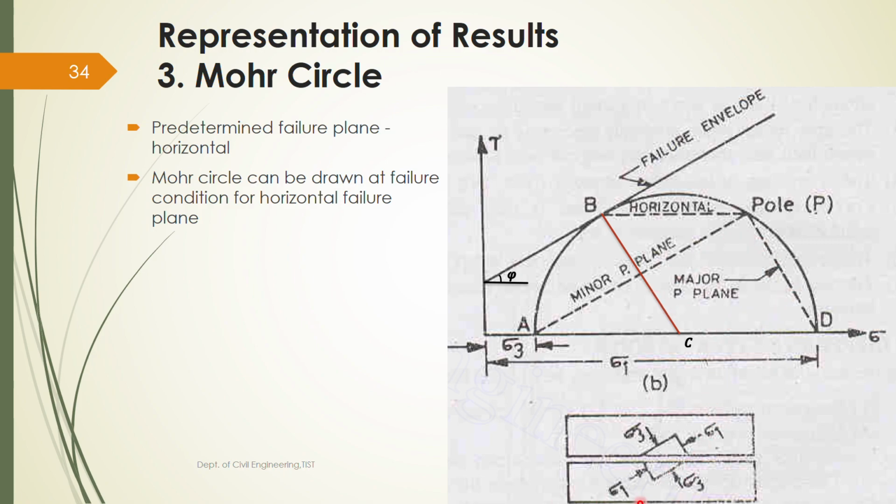Okay, so here you can see that this is the major principal plane, right? On this major principal plane, sigma 1 is acting. Similarly, this is the minor principal plane. On the minor principal plane, sigma 3 is acting. And this is the failure plane, horizontal. This is the lower box and this is the upper box, lower half and upper half. So this is how you represent the results of the direct shear test.